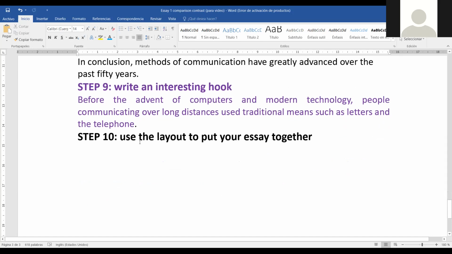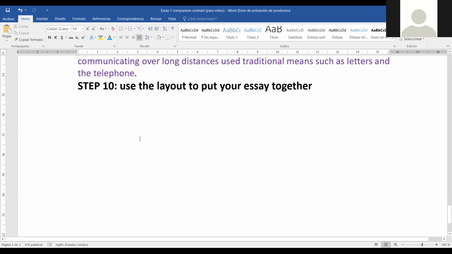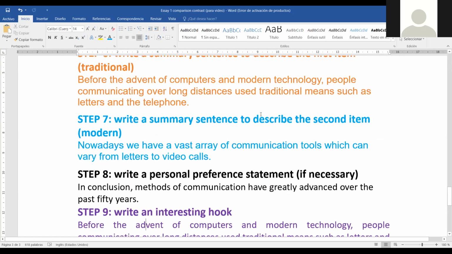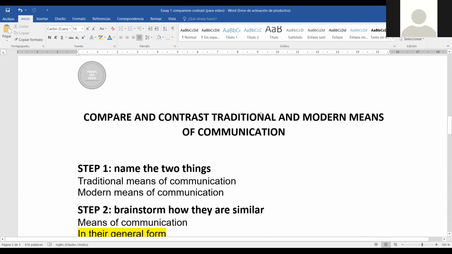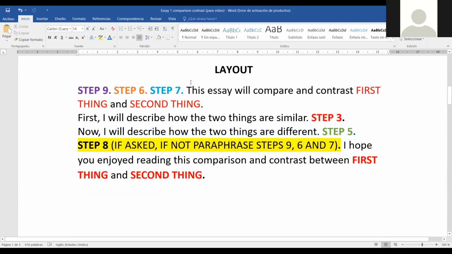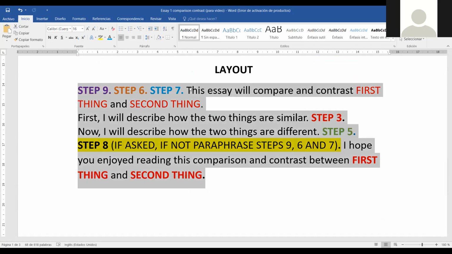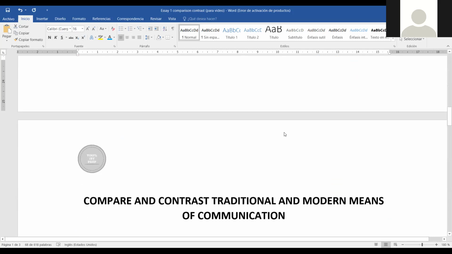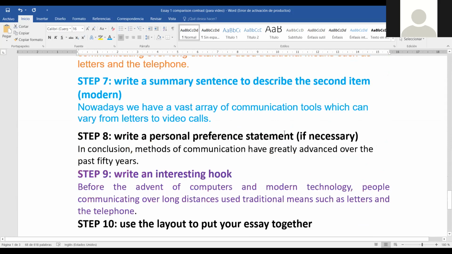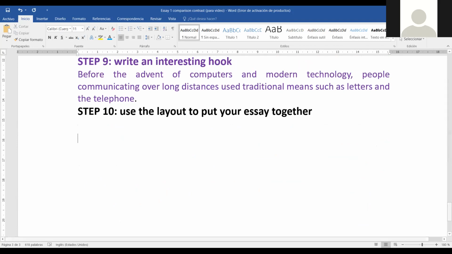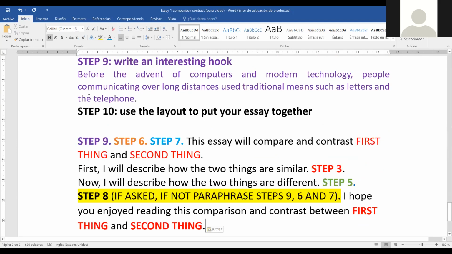And step number 10 is the layout. Use the layout to put the essay together. So let's go back here. I'm going to copy the layout down below. And let's start doing some copy and paste. Okay, so it says paste step 9 there.